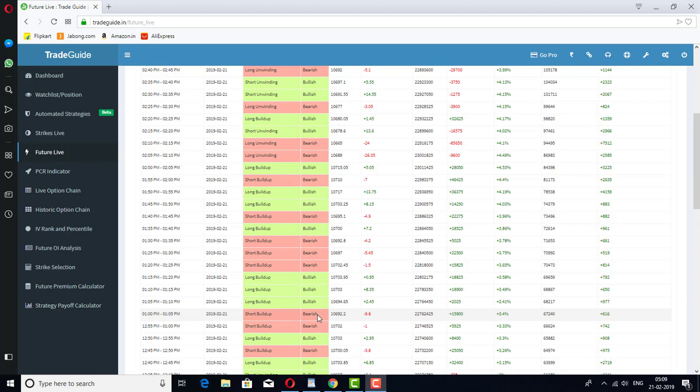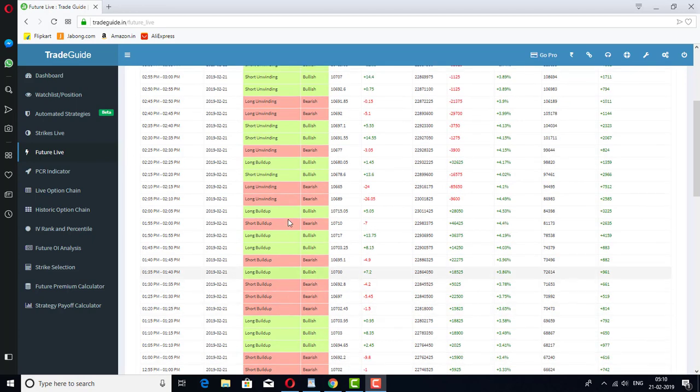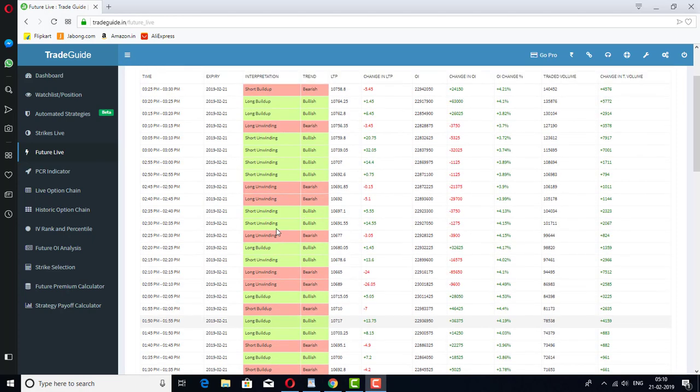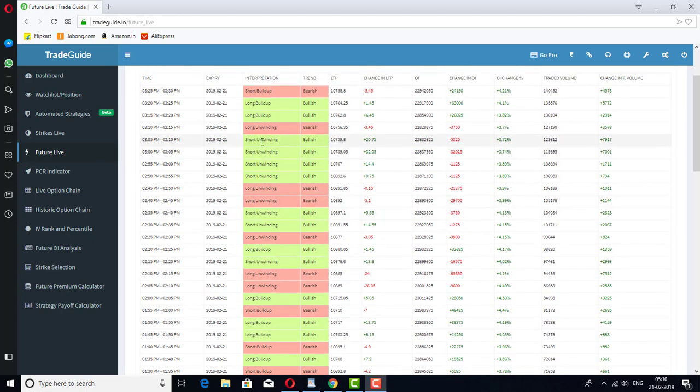Now after that, short unwinding occurs. Short unwinding occurs when there is a decrease in open interest and an increase in premium. So here you can see short unwinding. Yeah, here it is. And now what is short unwinding?